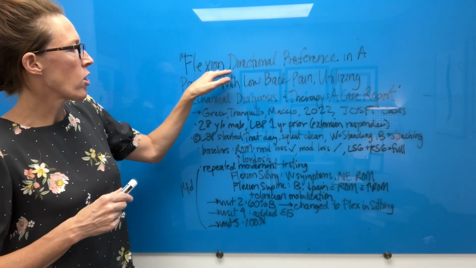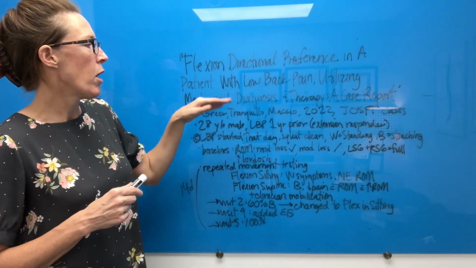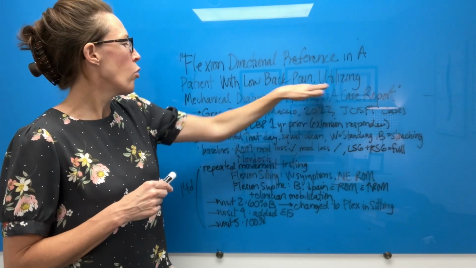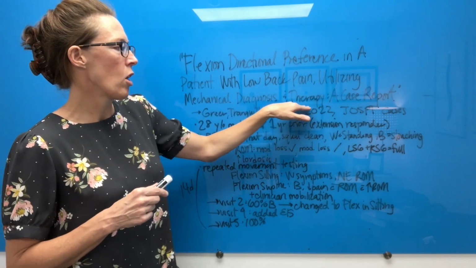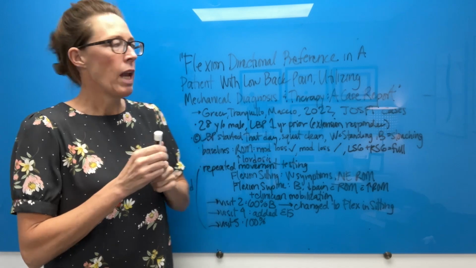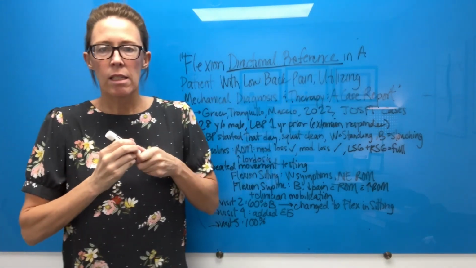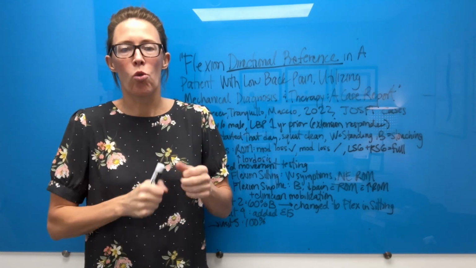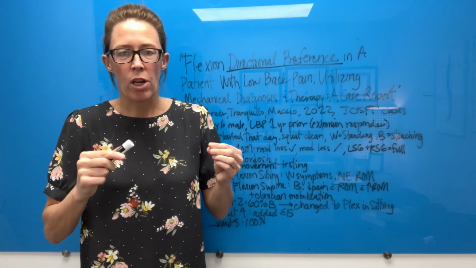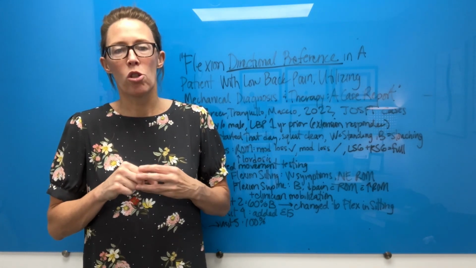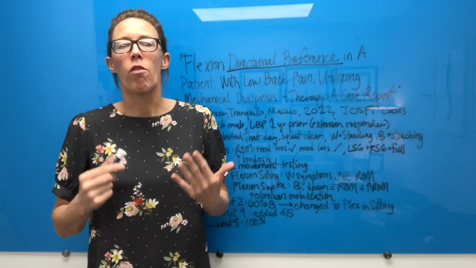The title is Flexion Directional Preference in a Patient with Low Back Pain, Utilizing Mechanical Diagnosis and Therapy, a Case Report. And again, the term directional preference means that this is a mechanical joint problem and there is a direction that the patient can move into repeatedly to resolve the problem.